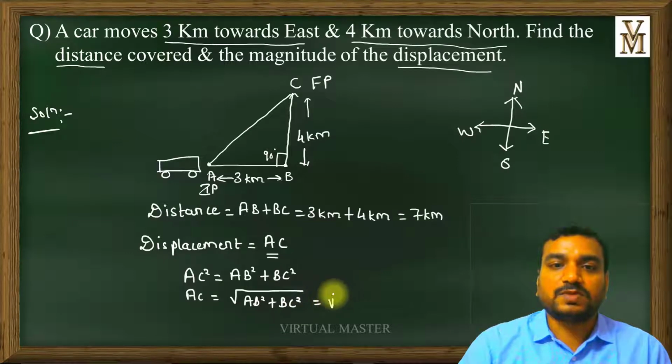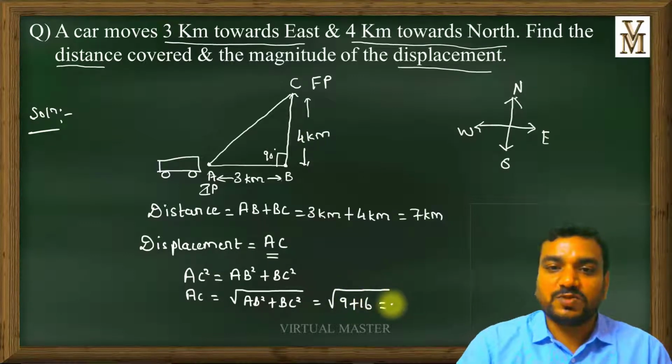Now what is AB square? AB square is how much? 3 square. 3 square is how much? 9. BC square. What is BC? BC is 4. 4 square is 16. So 9 plus 16 is 25. Square root of 25. So displacement AC is equal to square root of 25. That is how much? 5 kilometer.